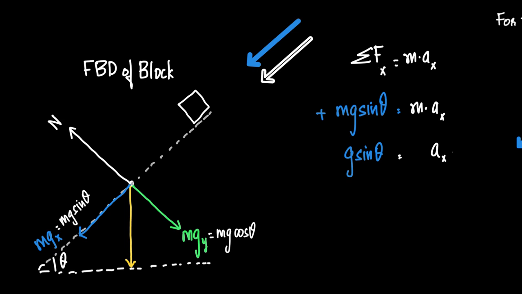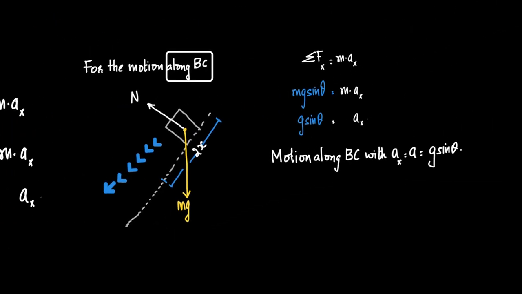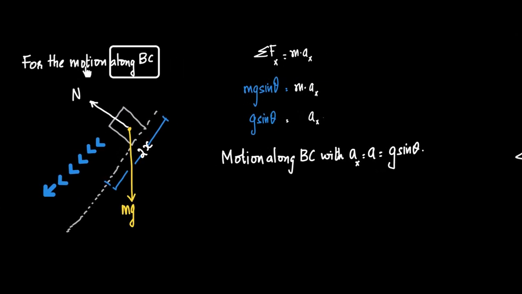What are the forces acting in the x direction? The only force that is acting along the x direction here is mgx, which is equal to mg sine theta. Now, the overall direction of motion is downwards because the block here is sliding downwards, which means mg sine theta and displacement are in the same direction. Therefore, for mg sine theta, you choose a positive sign. So, mg sine theta is equal to max. So, m and m will cancel. What we get is ax is equal to g sine theta. Okay. Now, let us see the motion along BC.